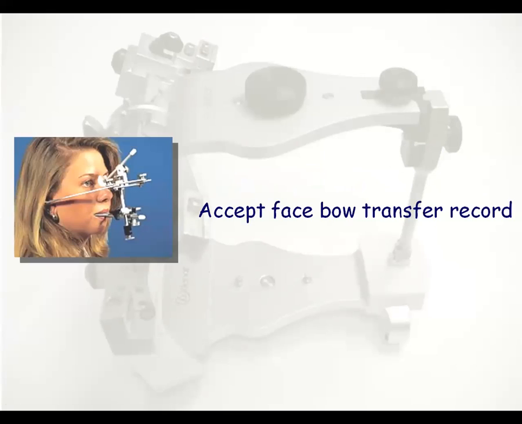Your articulator should accept the facebow transfer record. It is very important to accept the facebow transfer record. If it is not accepting the facebow transfer record, then it is very difficult to get the orientation of the maxillary plane to the mandibular tissues.